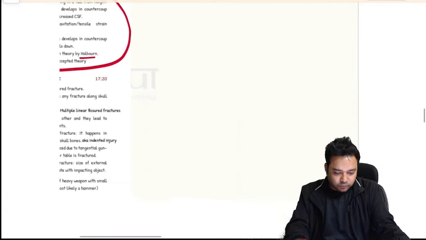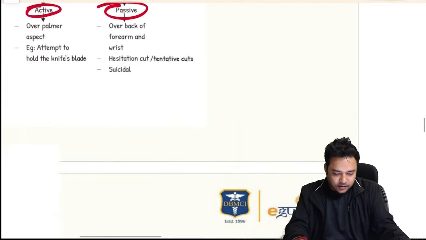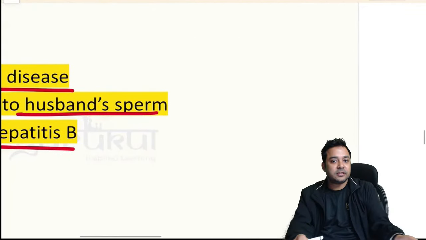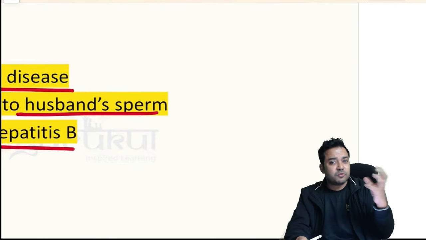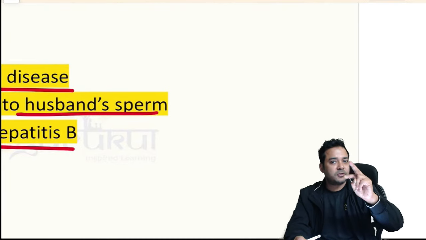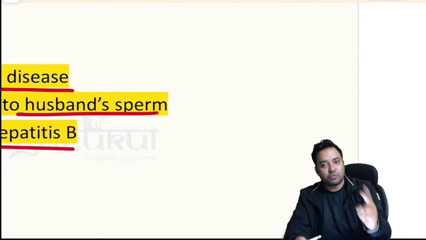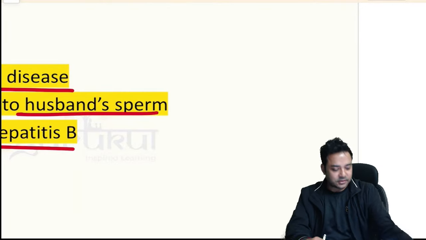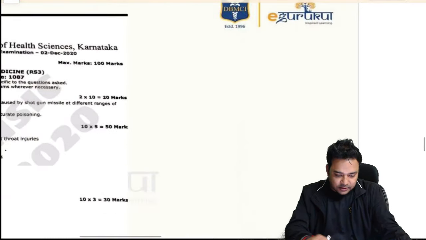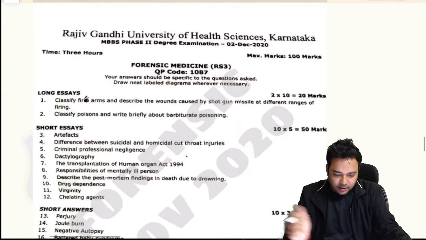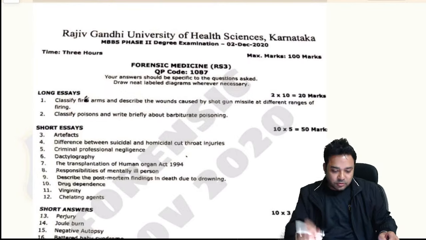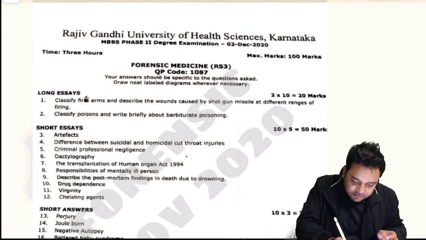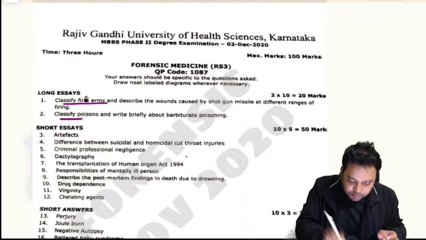Okay, so this was one of the university papers. Then what I have seen is, I have also gathered information across universities on which topics are usually asked in every university. I found two topics which are a bit unusual, but they come as long notes. So I will cover those two things which are asked across many universities. Like this is the Karnataka state paper, the RGUHS paper. They ask, classify firearms, classify poisons. And this is a classification which I have seen across many university prof papers.